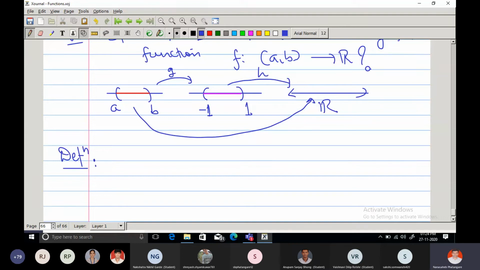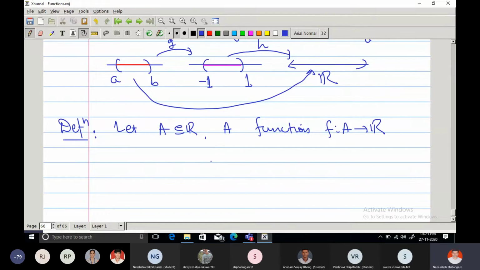So let A be a subset of R. A function f from A to R is said to be monotonic increasing if for x1, x2 in the domain, x1 less than x2 implies f of x1 is less than or equal to f of x2.